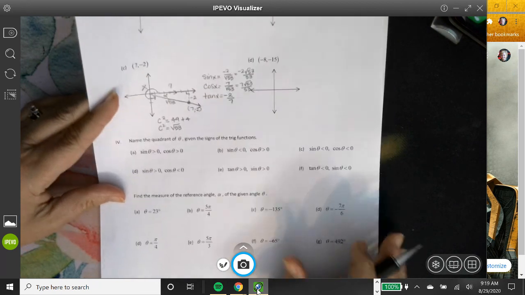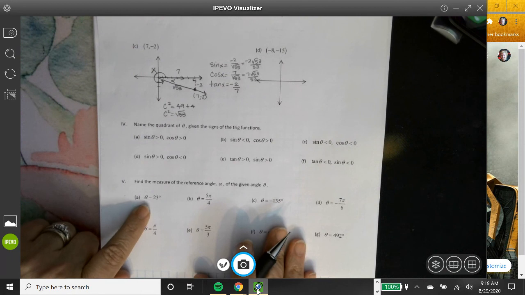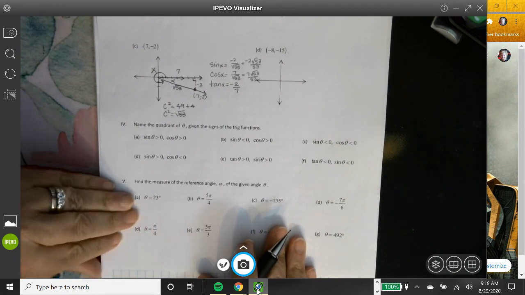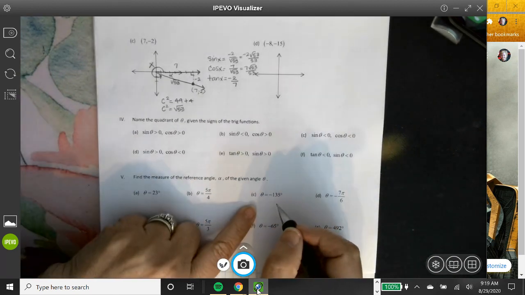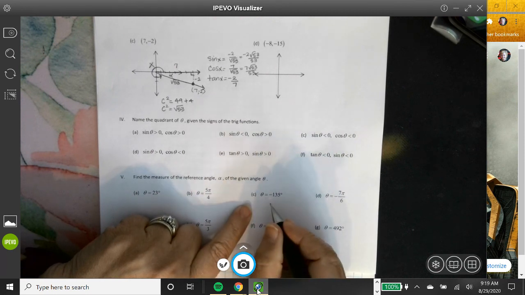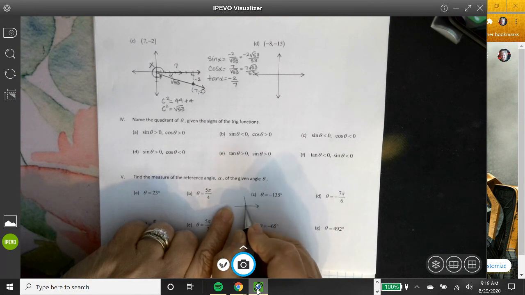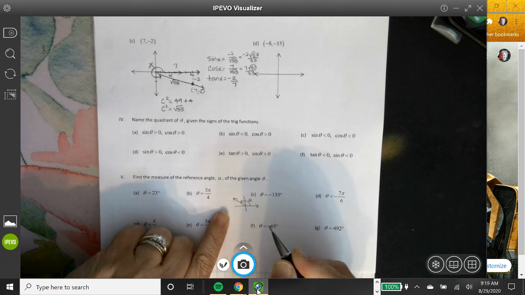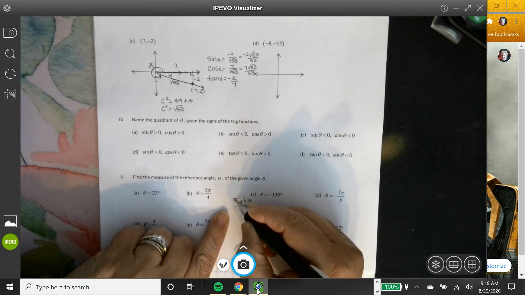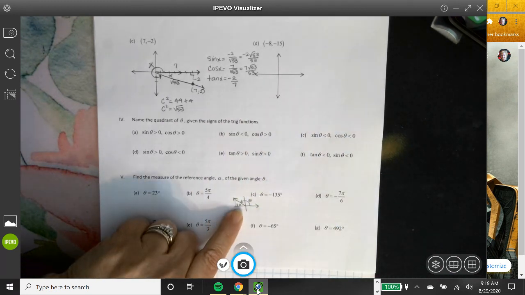Okay, one more example. And this is Roman numeral 5. State the measure of the reference angle alpha for the given angle of theta. Okay, now I'm going to do this one here, letter C. So if I were to draw my angle here, 135, that's 135 degrees right here. That's theta. I need to have a reference triangle. So here it goes. I'm going to drop a perpendicular. There's my reference triangle. Alpha, which is my reference angle, is right here.